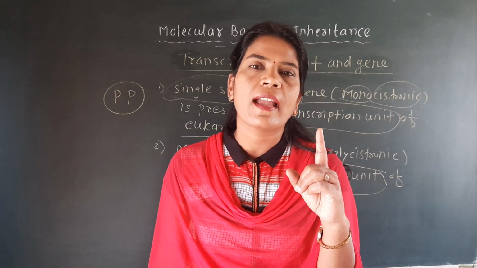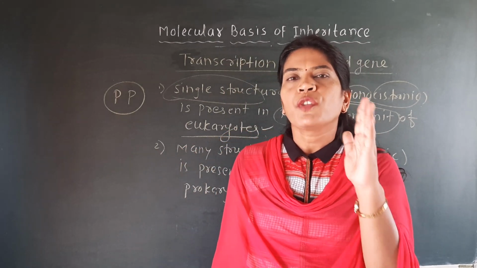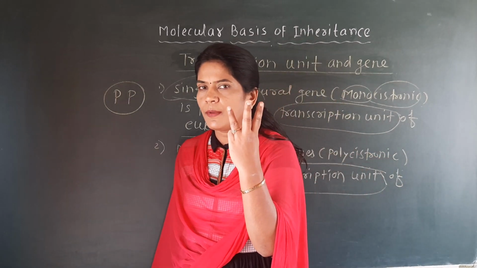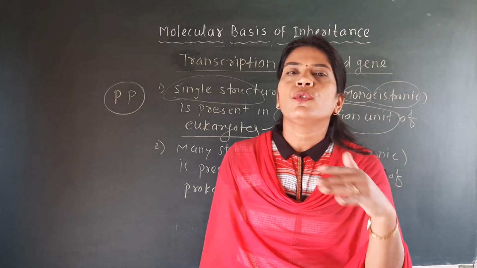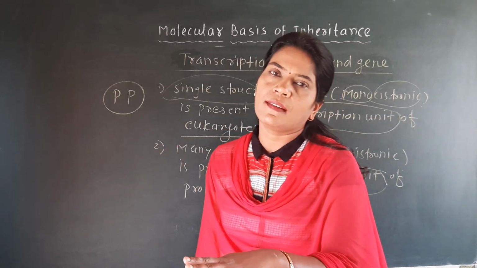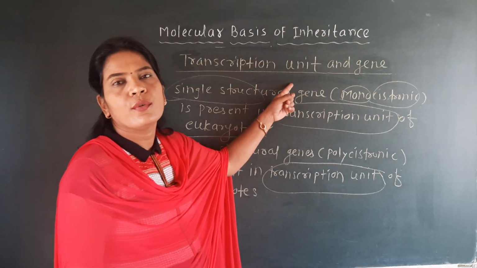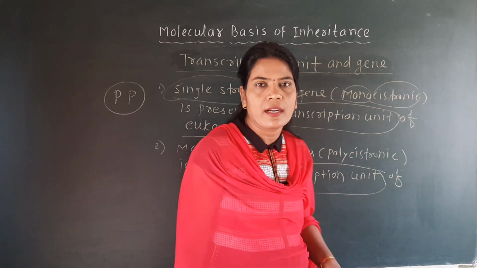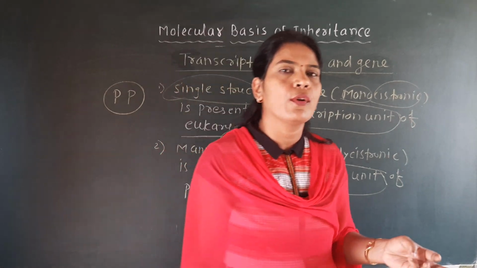One first difference is that prokaryotes have only one RNA polymerase, and eukaryotes have three RNA polymerases: 1, 2 and 3. Prokaryotes do not have introns, so no processing is there. Eukaryotes have introns, so processing is there. Prokaryotes have the polycistronic condition and eukaryotes have the monocistronic condition. These three points are very important from the MCQ point of view.